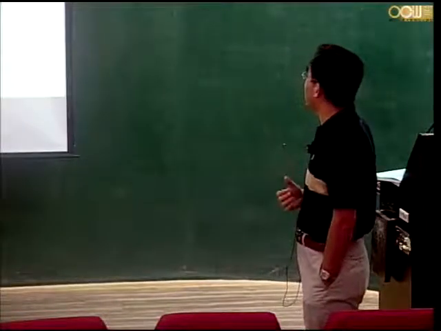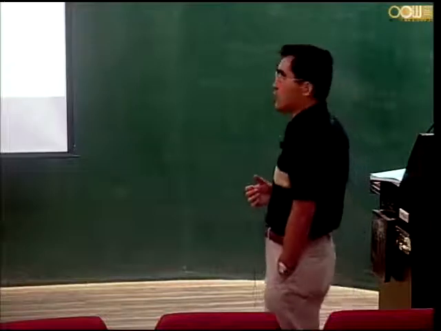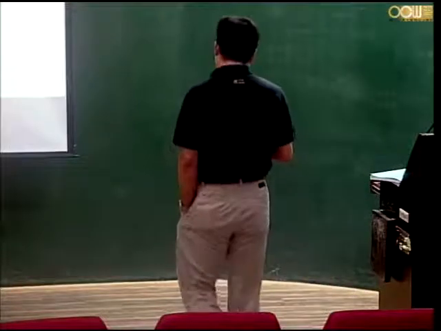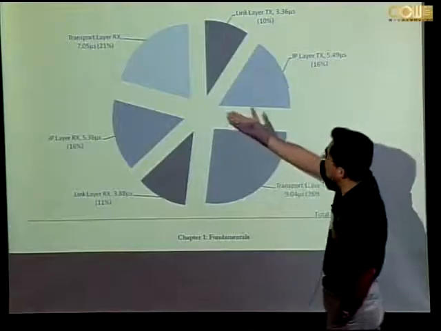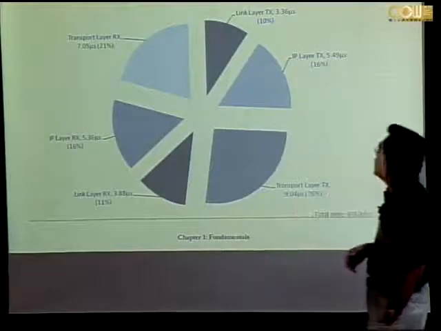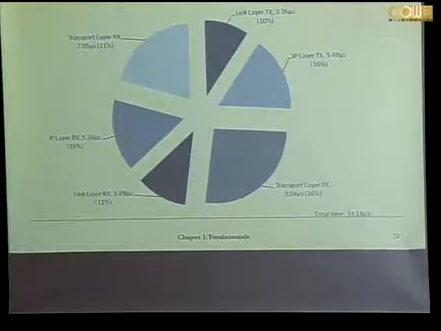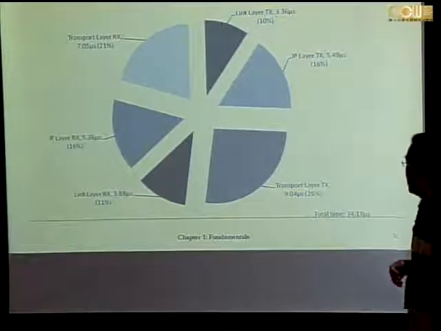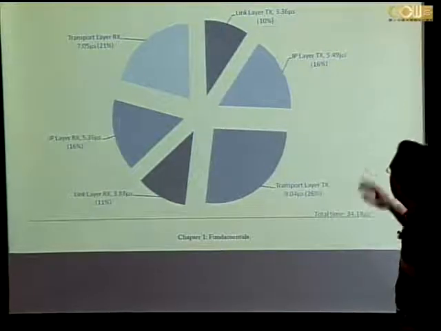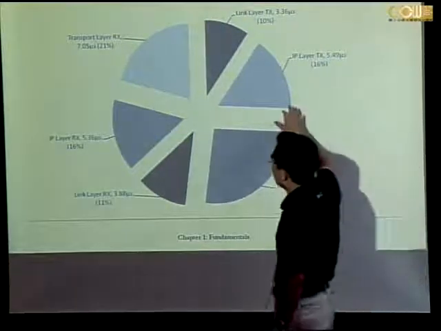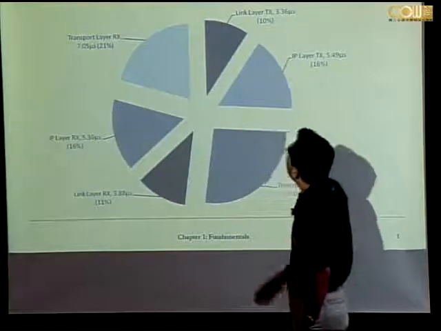The transport layer ranks first. It consumes 26 and 21, so that will be 47%. So 47% is spent on the transport layer. And then the IP layer, 32% totally, transmit and receive.